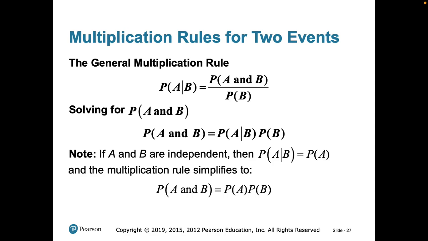Multiplication rule for two events. We have the general multiplication rule, which is the probability of A given B equals the probability of A and B divided by the probability of B. Once you solve for P(A and B), you can say the probability of A and B equals the probability of A given B times the probability of B. If A and B are independent, then the probability of A given B equals the probability of A, and the multiplication rule can be simplified to the probability of A and B equals the probability of A times the probability of B.